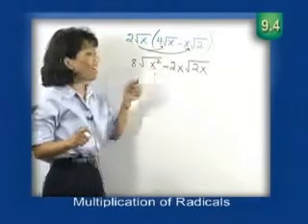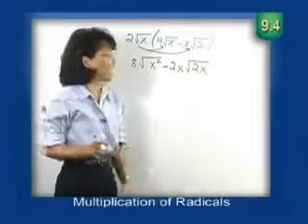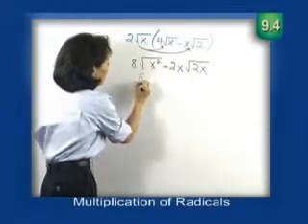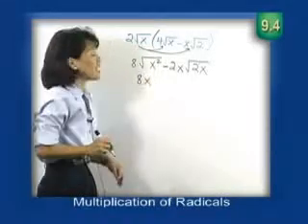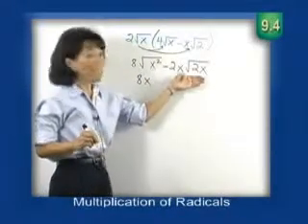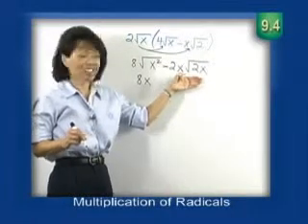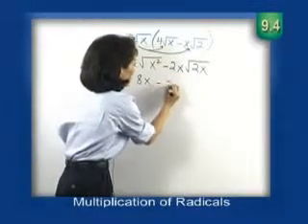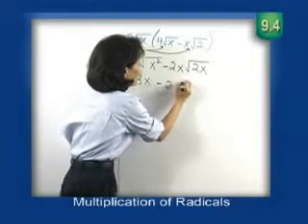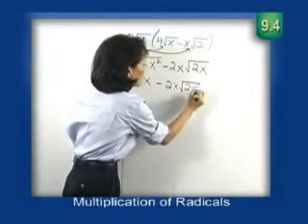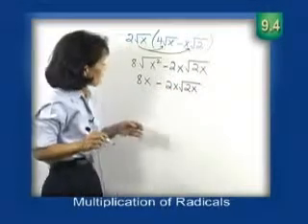I see I have a perfect square as a radicand. So this can simplify simply to x. There's nothing I can do here to simplify. It's in simplified form. So I'm going to leave this as 2x times the square root of 2x.